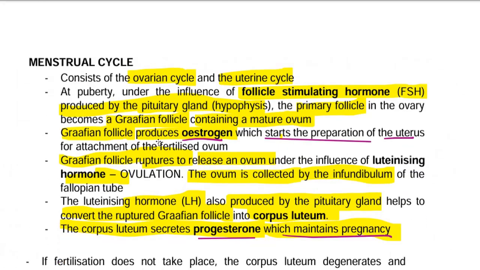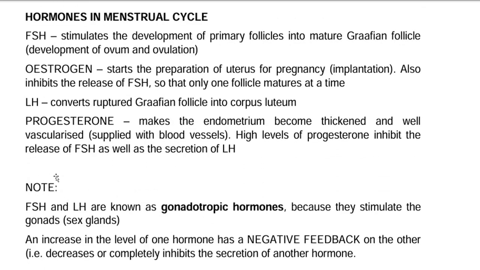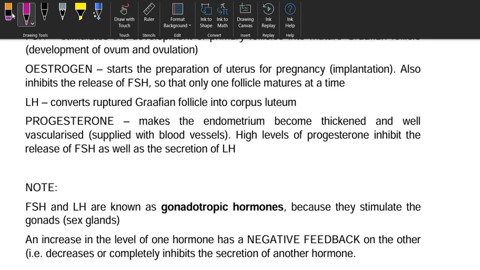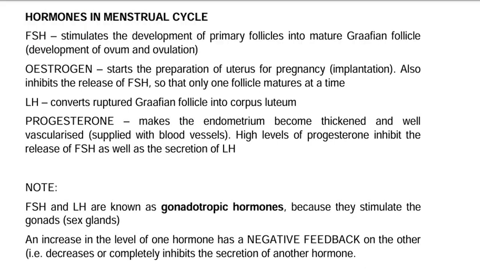Right, that's what we must know there. We need to understand the hormones, right? Just understand that we're dealing with 4 hormones. FSH stimulates the development of primary follicles. That's what you must know. FSH is there to stimulate the development of a primary follicle into a Graafian follicle. While estrogen, which is produced by the growing Graafian follicle, starts the preparation of the uterus.